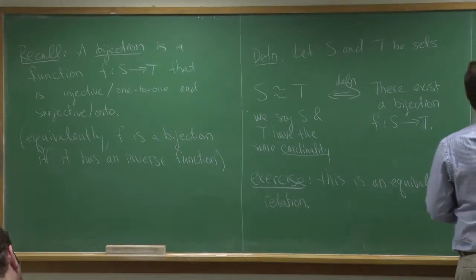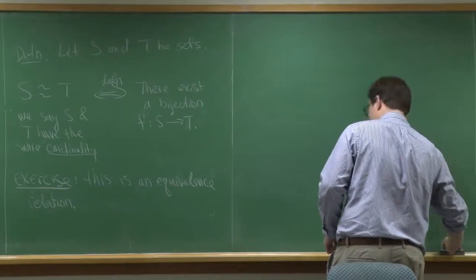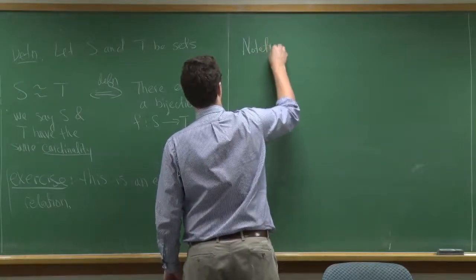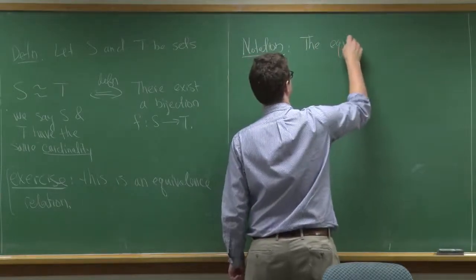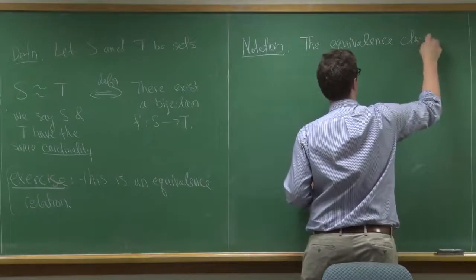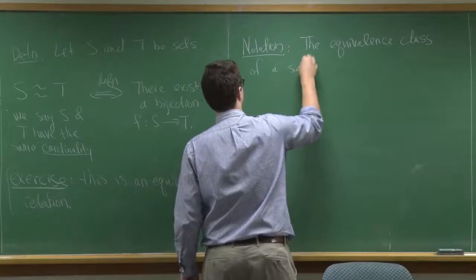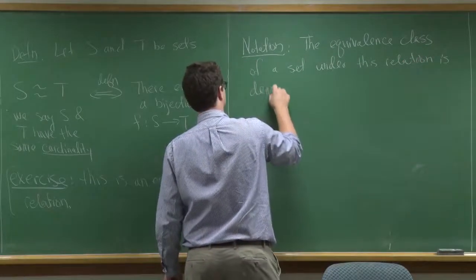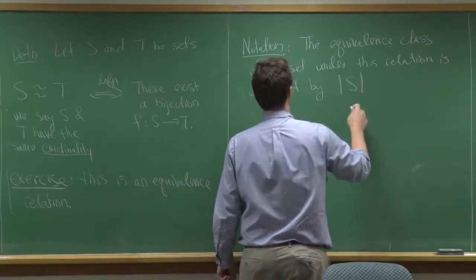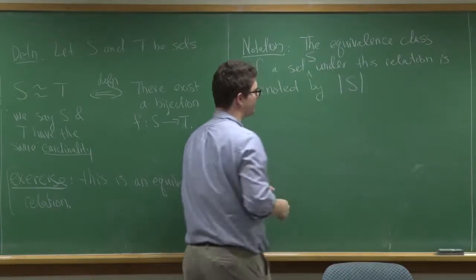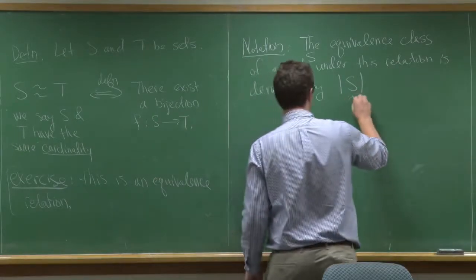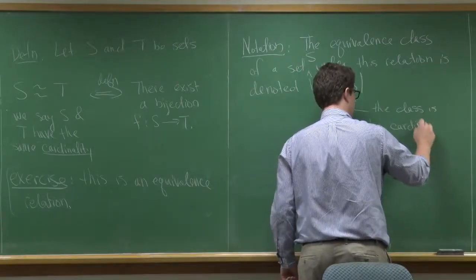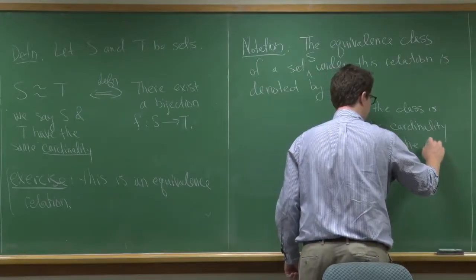Okay? So let me give you some notation too. So, okay, I'm going to say something. So an equivalence class, so notation. The equivalence class of a set under this relation is denoted by this, of a set, let's say S. Okay, so this is all the sets which are equivalent to it. Okay, and sometimes we call the class the cardinality of the set S.